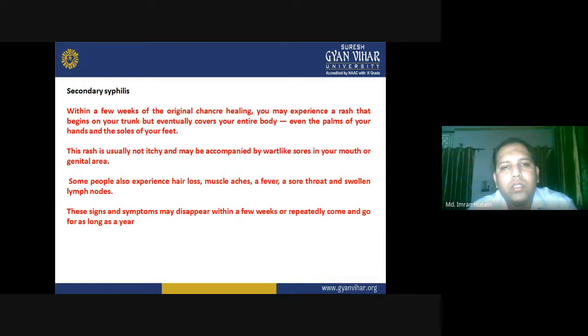Within a few weeks of the original canker healing, you may experience a rash that begins on your trunk but eventually covers your entire body, even the palms of your hands and soles of your feet. The rash is usually not itchy and may be accompanied by wart-like sores in your mouth or genital area. Some people also experience hair loss, muscle aches, a fever, sore throat, or swollen lymph nodes. These signs and symptoms may disappear within a few weeks or repeatedly come and go for as long as a year.